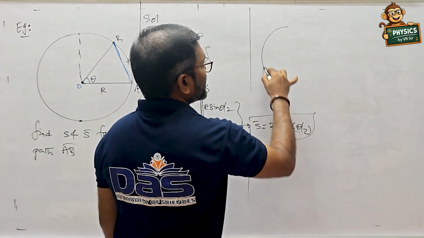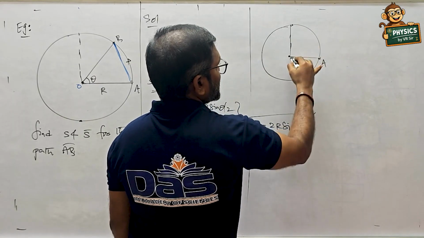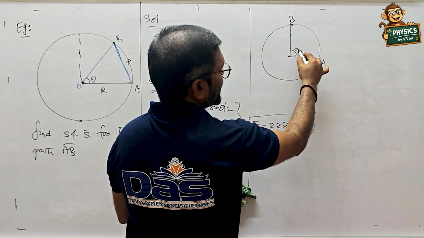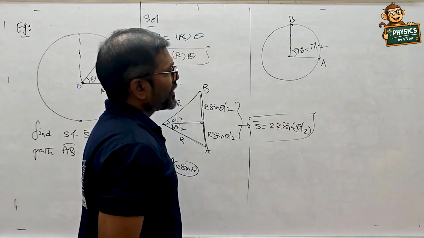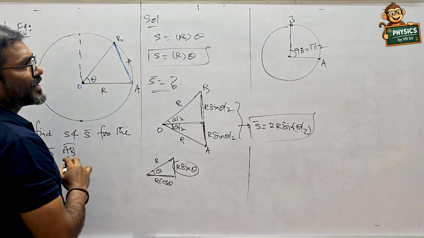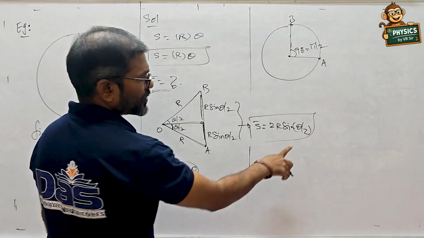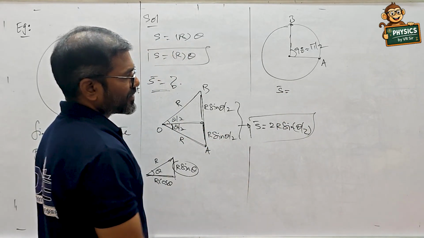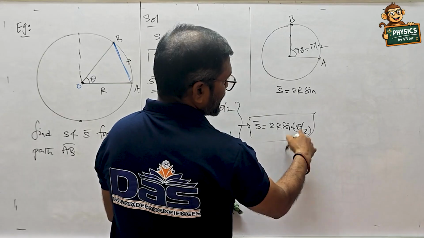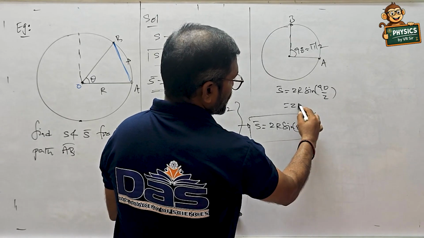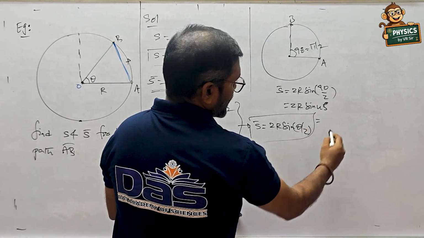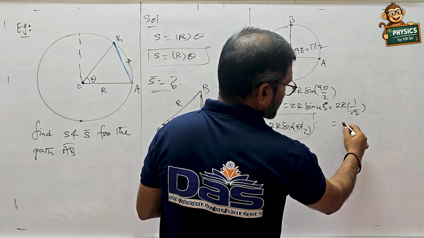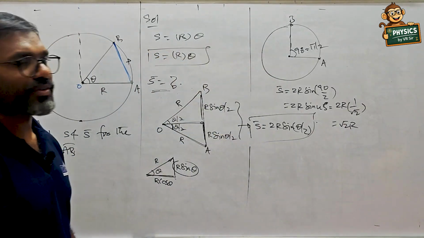Now, how? Look at here. If the object is moving from A to B, what is this theta? Theta is going to give you 90 degrees or pi by 2. So the arc angle theta is 90 degrees, and I am going to calculate the displacement. What happened here? 2R sine of 90 by 2, so 2R sine 45 degrees. How much is sine 45? It is 1 by root 2. So this is going to give you root 2R.